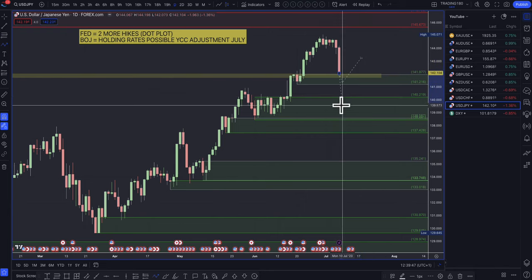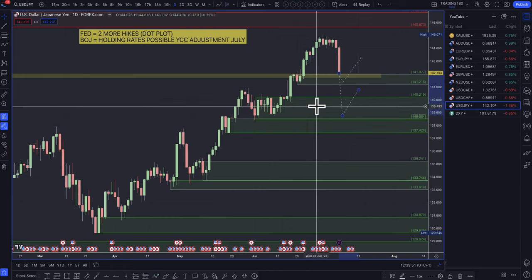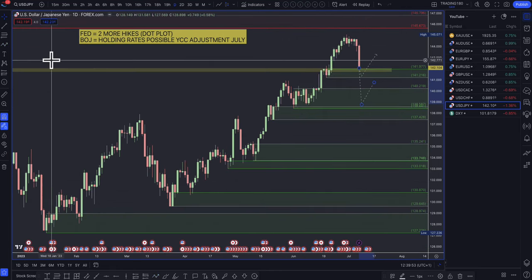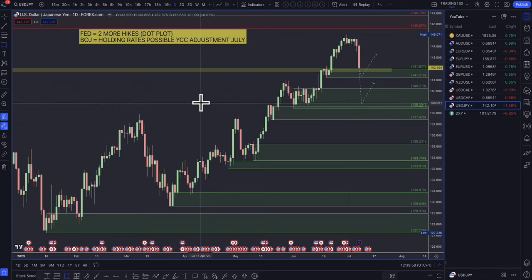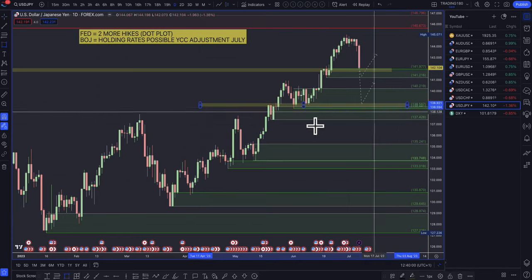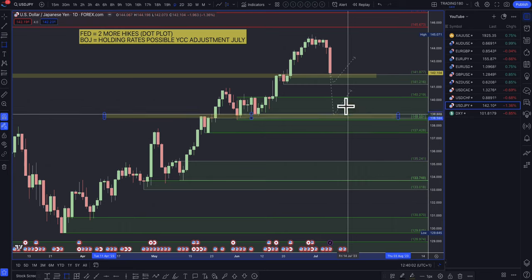If that doesn't work out, then a move, I think, probably back down to maybe the 139s could be a really nice level, as you do have some support and resistance in that area as confluence as well. So decent areas to look for some long trades.